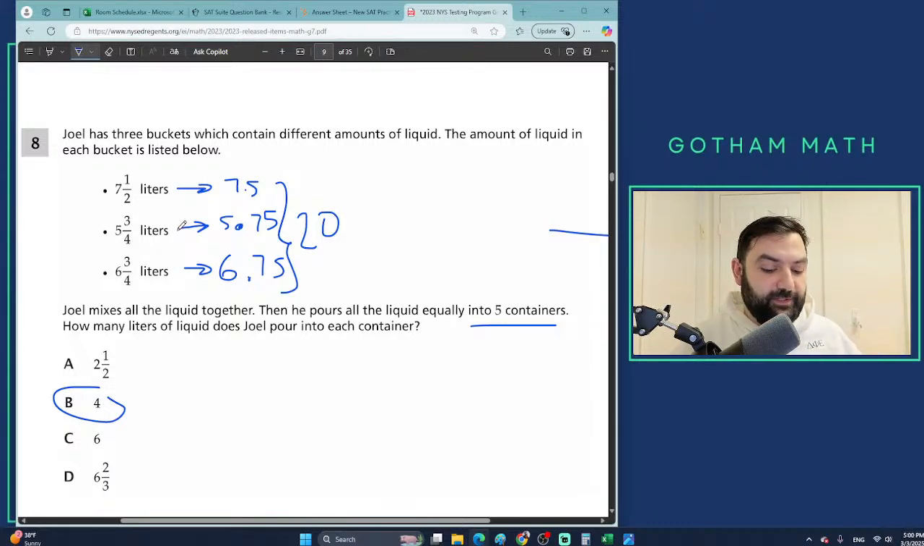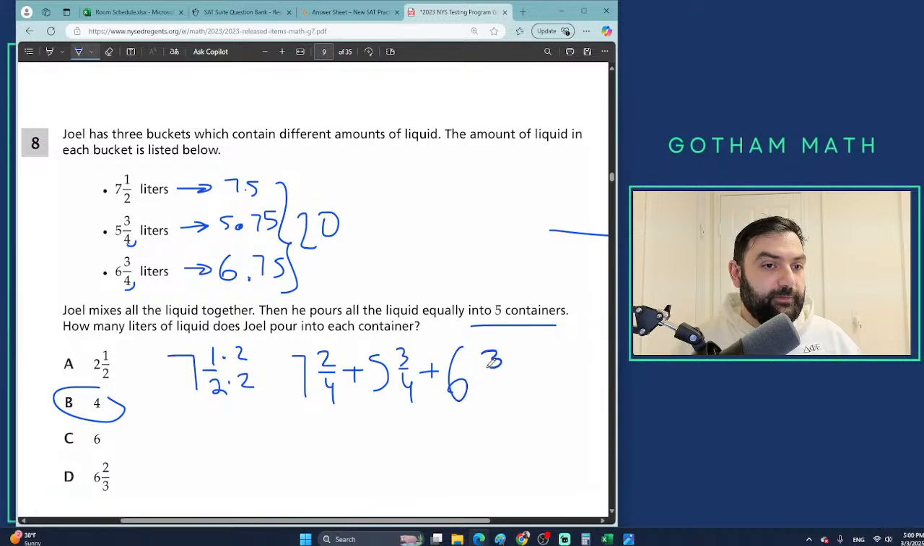Now, is there a way to actually solve it by adding them in their fraction form? Of course, it would be like this. Since the other two fractions have 4 in their denominators, I'm going to have to make this into denominator 4. 2 and 2, so it has to be 7 and 2/4 plus 5 and 3/4 plus 6 and 3/4.